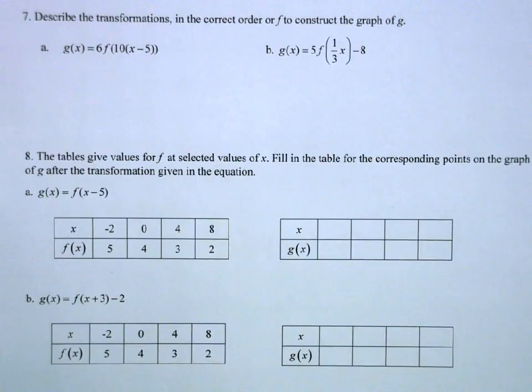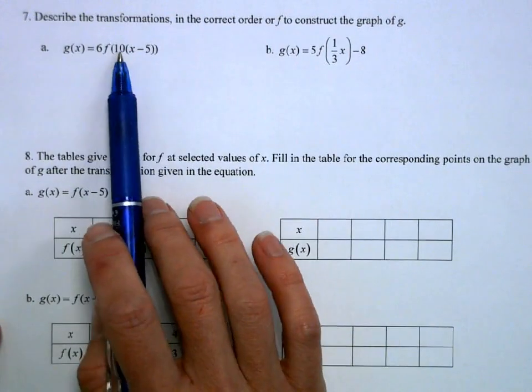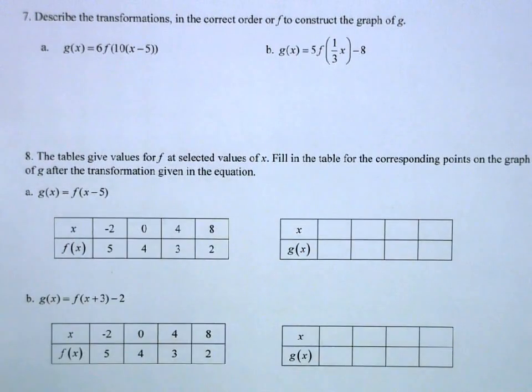Next it says, describe the transformations in correct order to construct the graph of g from f. So we're identifying the different pieces. Here we have to deal with the 6, the 10, and the negative 5. As far as order, the multiplicatives need to happen before the additives. But you can do multiplicative vertical, additive vertical, followed by multiplicative horizontal, additive horizontal. I'd like to do the multiplicative ones first and then do the translations.